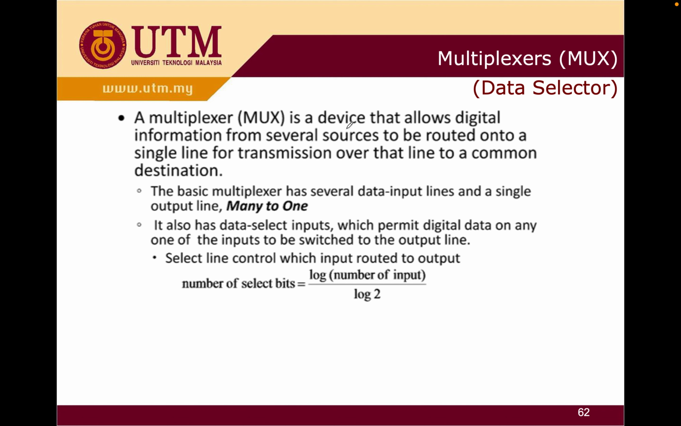MUX is a device that allows digital information from several sources to be routed onto a single line for transmission over the line to a common destination. So the basic multiplexer has several data input lines and a single output. So you can see here, many to one. That is the MUX thing. For DeMUX it will be vice versa. Later we'll look into DeMUX.